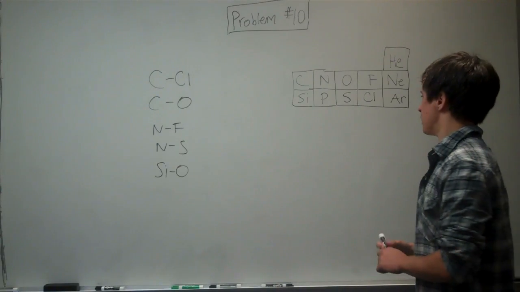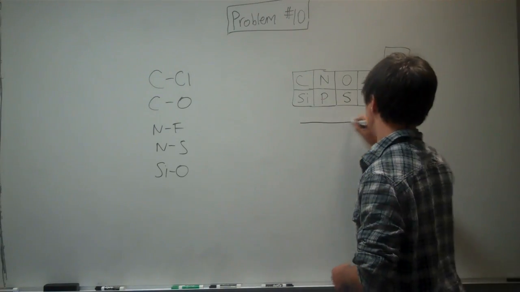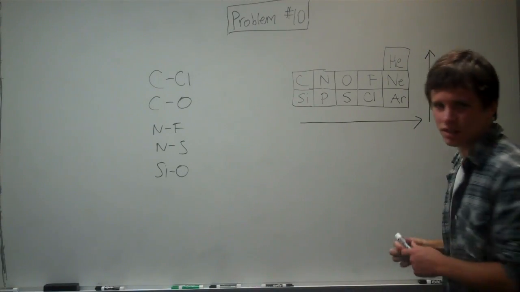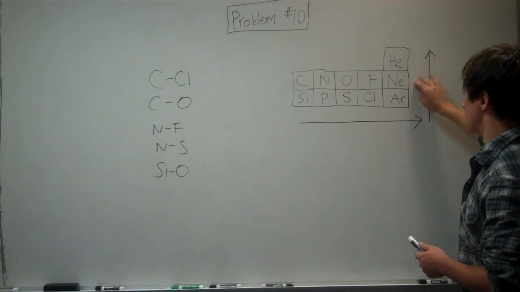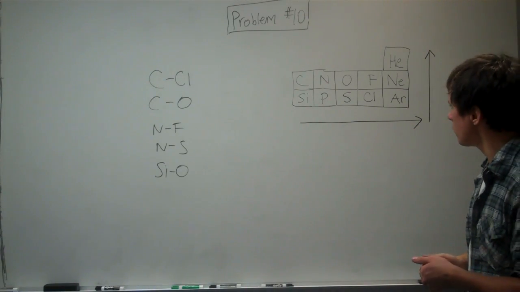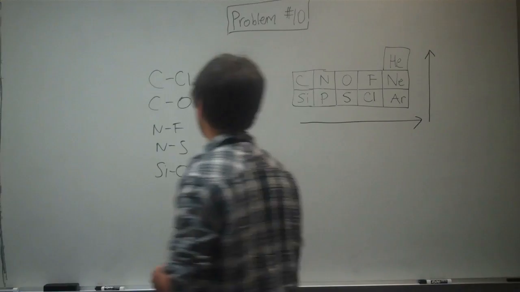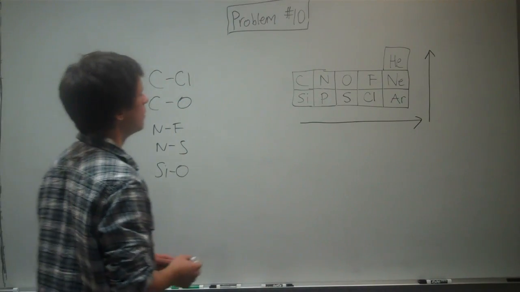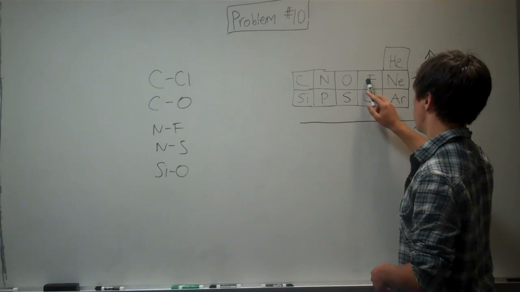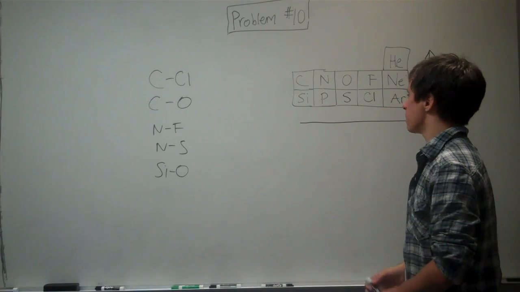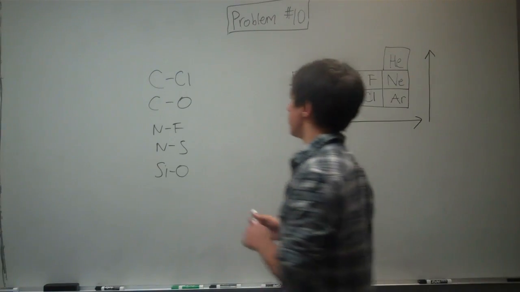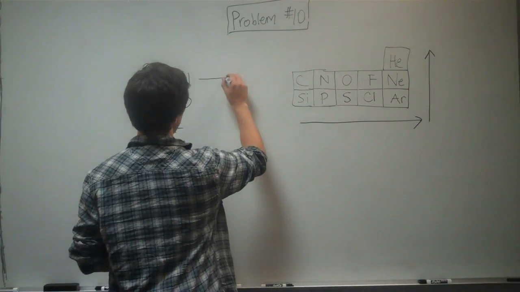So remember that electronegativity generally increases to the right and up on the periodic table. Now this doesn't apply to the noble gases like helium, neon, and argon, but for everything else, that's a pretty safe bet. So let's take a look at the first one. C to Cl. Carbon, you go over 3 and down 1. So that's probably going to be an increase in electronegativity, but keep in mind that you do go over and then down.